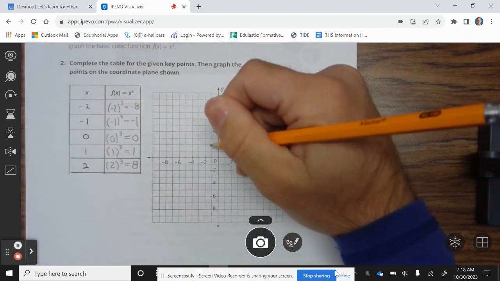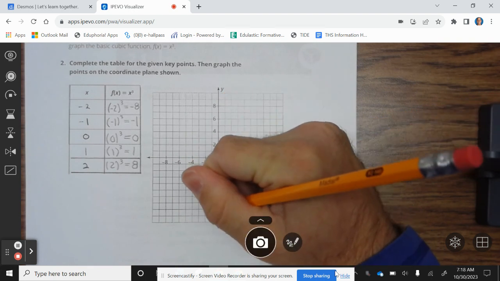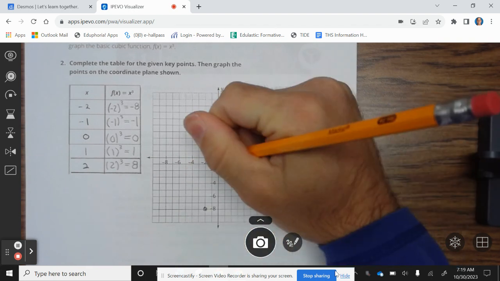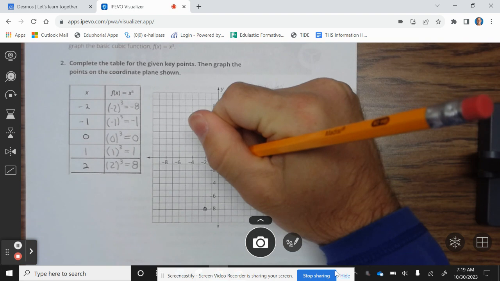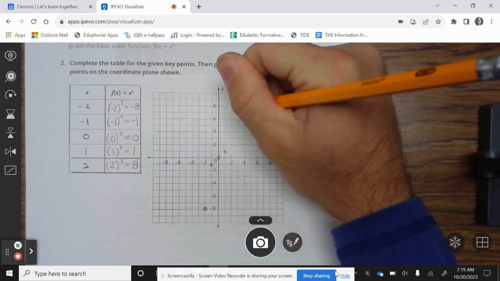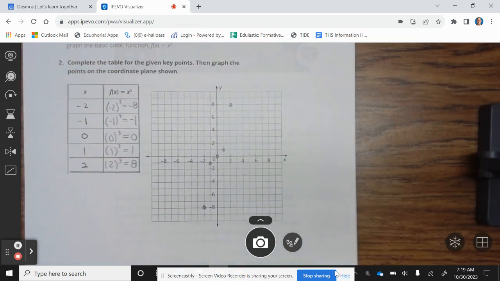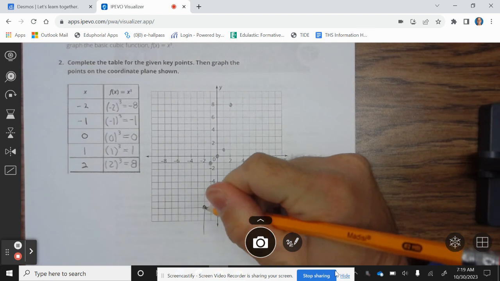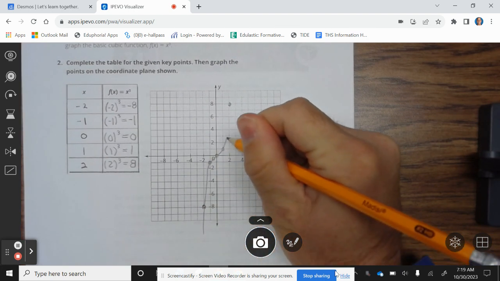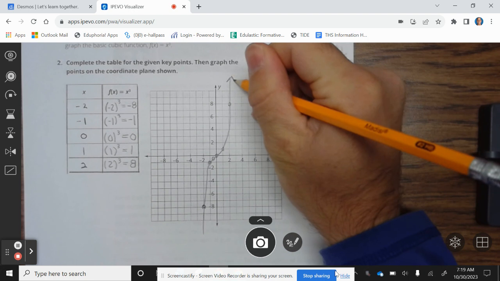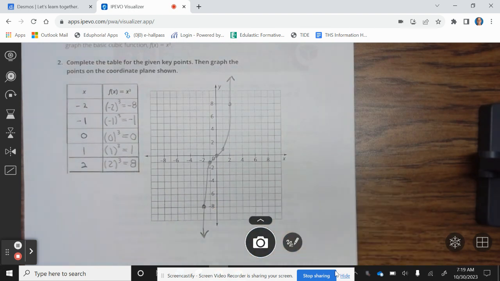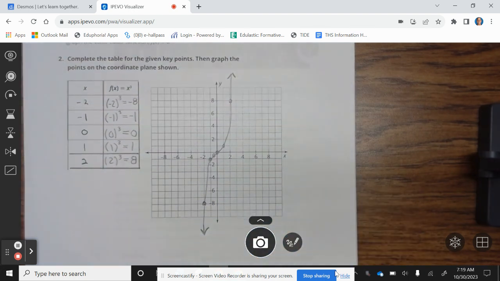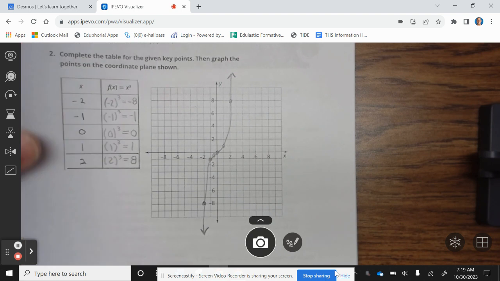All right, so let's go ahead and graph our points. Negative 2, negative 8. Negative 1, negative 1. 0, 0. 1, 1. 2, 8. All right, go ahead and finish up the graph. Let's take a look at the next page.